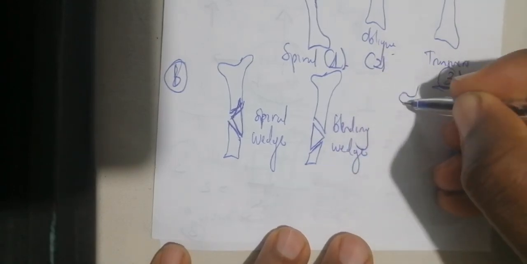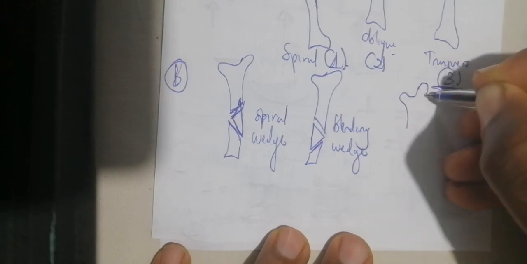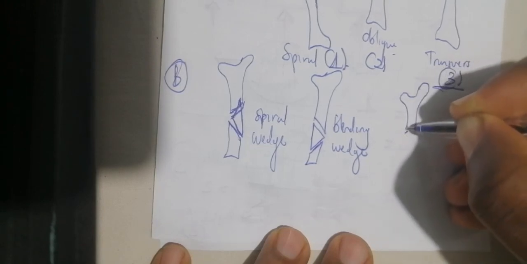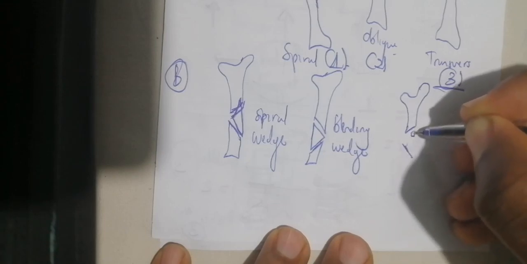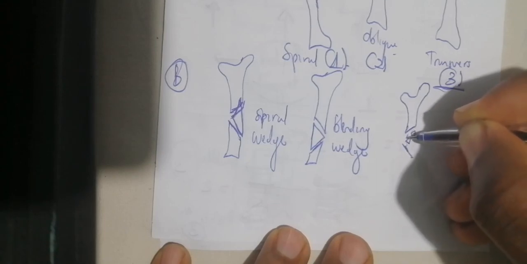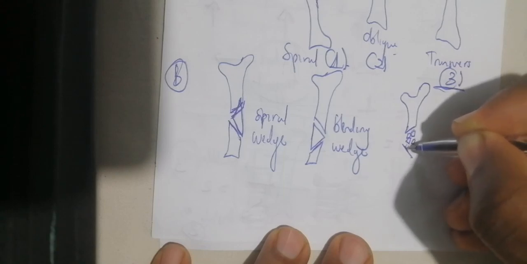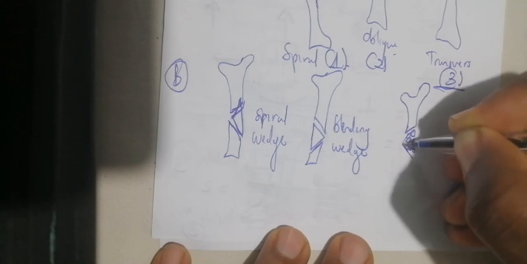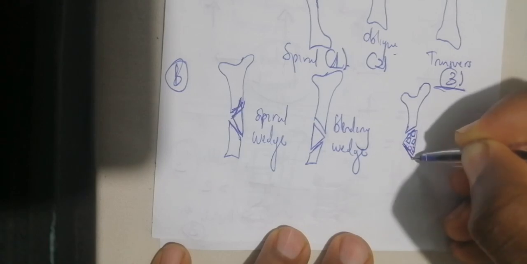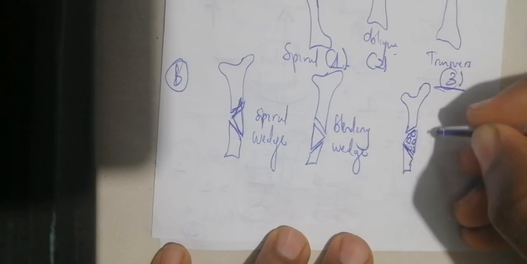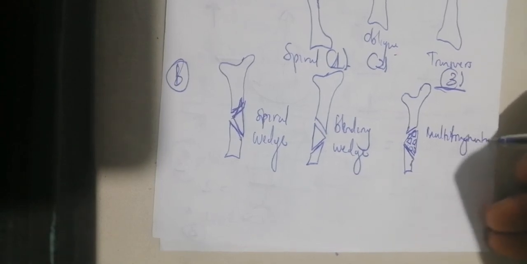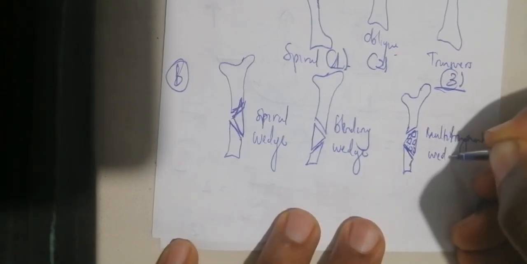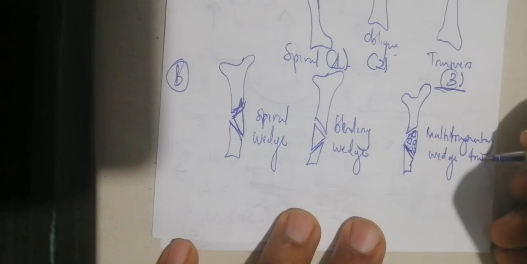Now the third part, you have a fracture, and then you have a fracture that is still wedge. Is it clear? But at the point of the wedge, you have many fragments on that wedge. Is it clear? You have many fragments on that wedge. It is still wedge, but you have fragments on the wedge. Is it clear? So it is called multi-fragmentary wedge fracture. Multi-fragmentary wedge fracture. Is it clear?